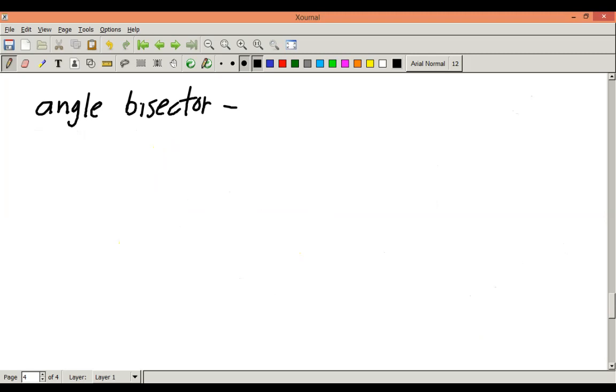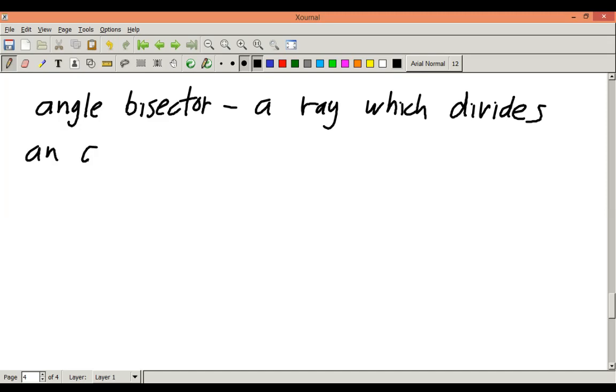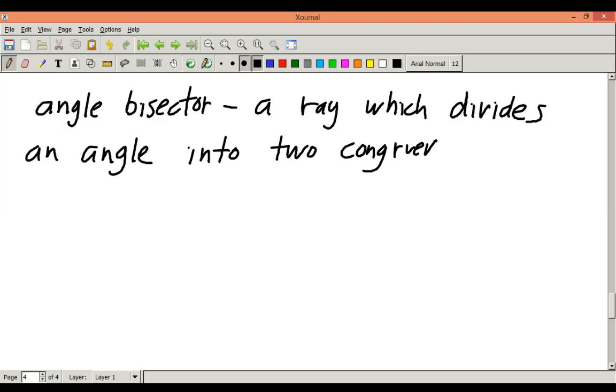What's an angle bisector? Well, it's simply a ray which divides an angle into two congruent angles. So an angle bisector is a ray which divides an angle into two congruent angles.